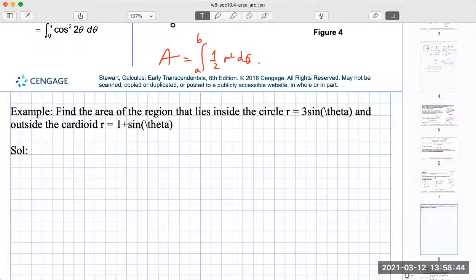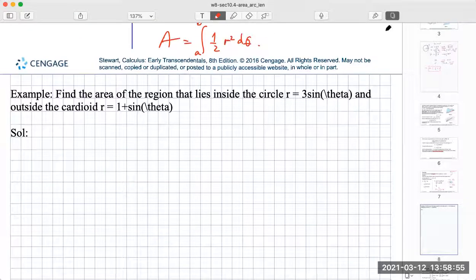Okay. Excuse me. So the first thing we need to do, what is it?